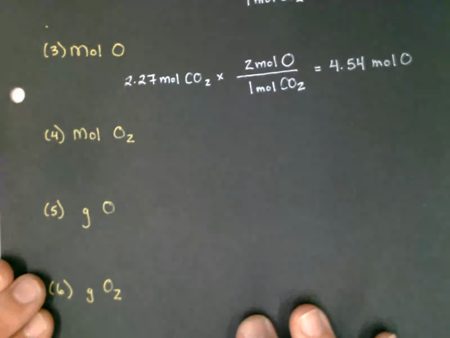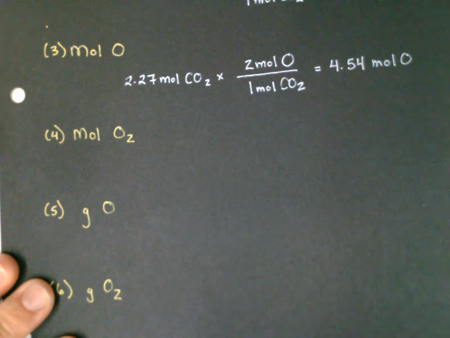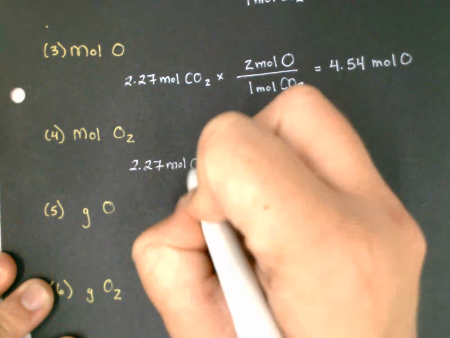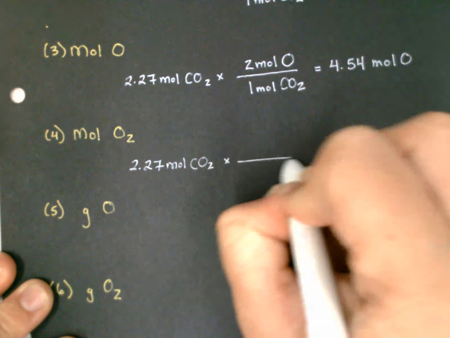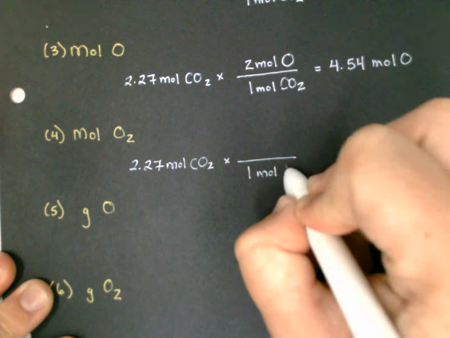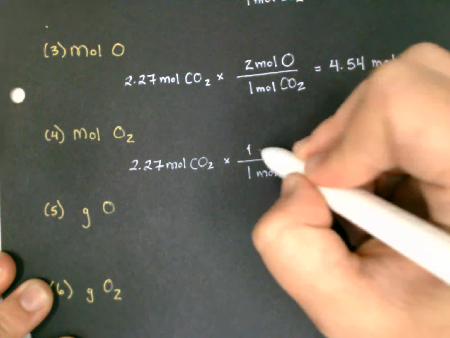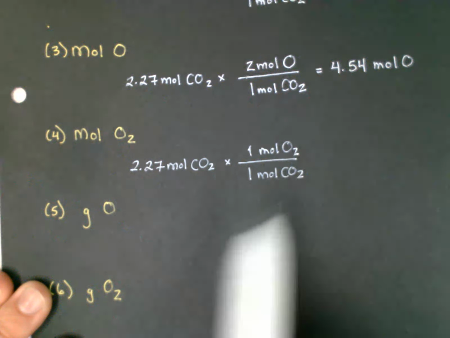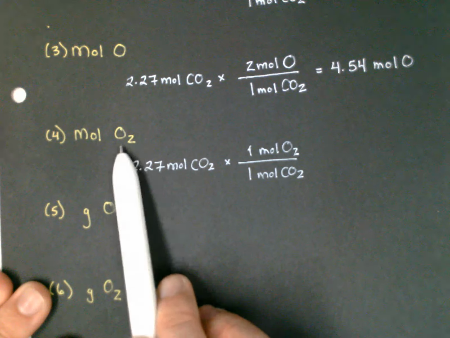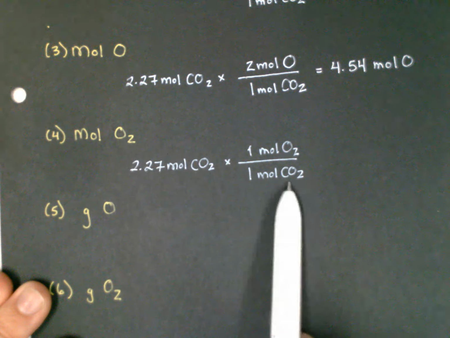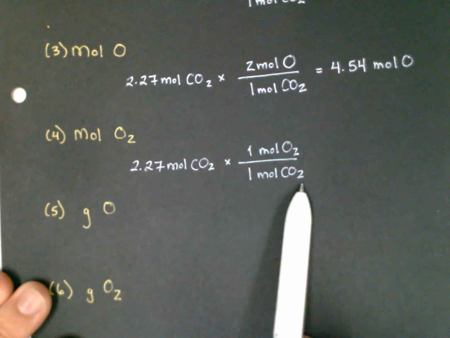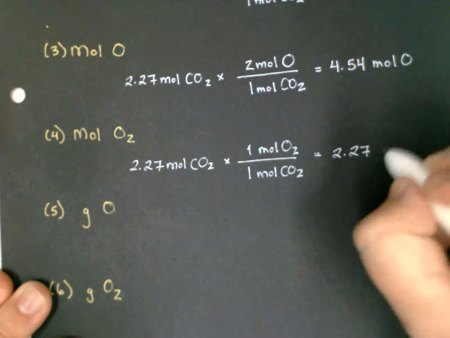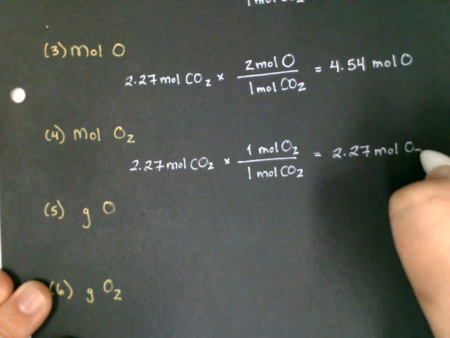All right. Next, let's do moles of O2. Well, if we have 2.27 moles of CO2, for every 1 mole of CO2, we also have 1 mole of O2. So this is slightly different here, right? We're not looking at just oxygen itself, we're looking at O2. So there are always 2 oxygens per every CO2. Just be careful that you're watching out for those numbers. So we get 2.27 moles of O2.